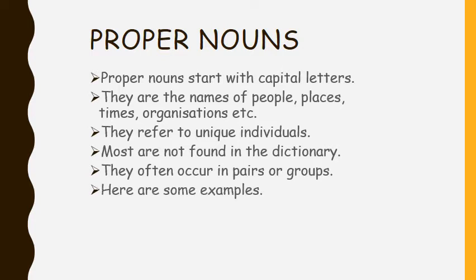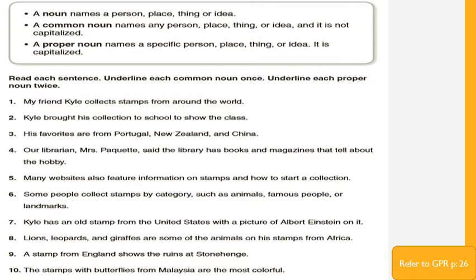Here are some examples. For example, Alexa, Alex the dog, if I want to say something about the dog, Brazil, Lebanon. United Nations is a proper noun also. If you go to the book, you will find on page 26 some exercises related to nouns, common and proper nouns. Read each sentence, underline each common noun once, underline each proper noun twice.